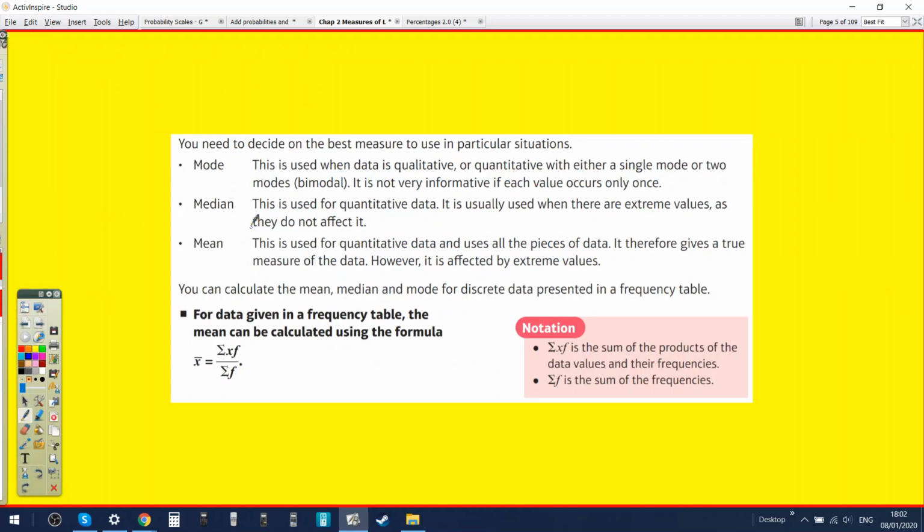Mode, median, mean. Let's see. This is used when data is qualitative or quantitative. Yes, so mode can be used even for qualitative data. Like, what's your favorite color? Red, blue, green, where there are no numbers involved. Median cuts out extreme values, like it cuts out outliers, and the mean includes outliers, but it takes into account all of the data.